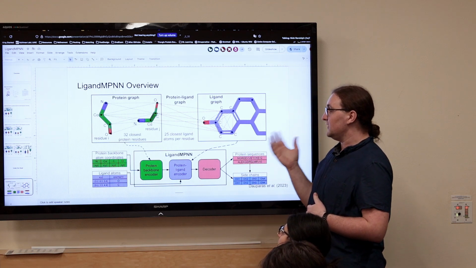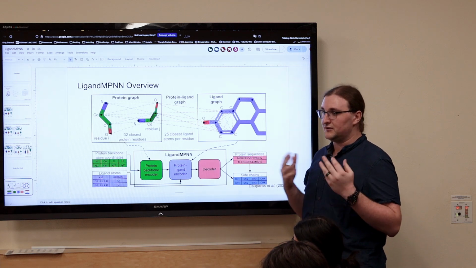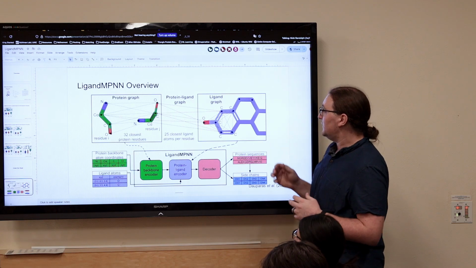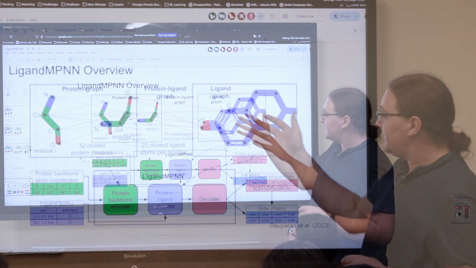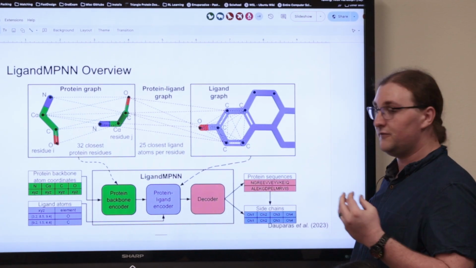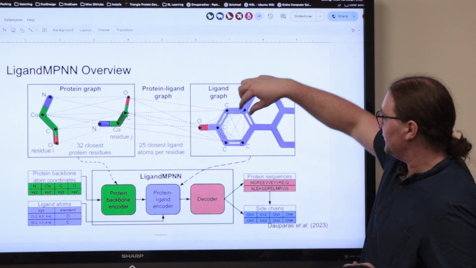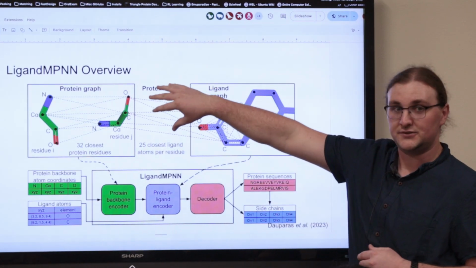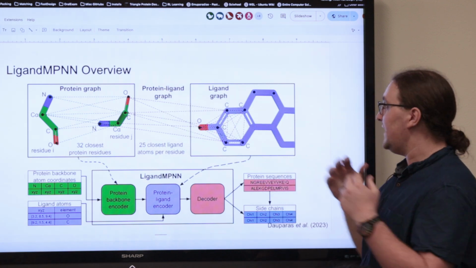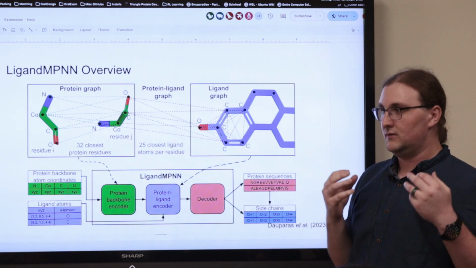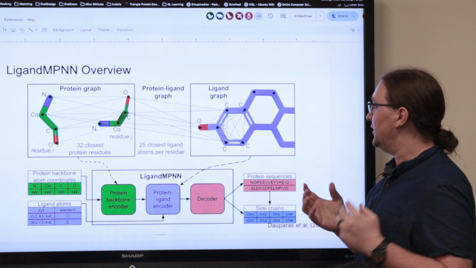We also, if there's a small molecule, if there's a nucleotide or something like that, we represent the atoms. We represent the nearest 25 atoms for every residue. So for example, this residue, the nearest 25 atoms or so would be connected to that residue node, so it can have that information about where they are, what they are, etc.